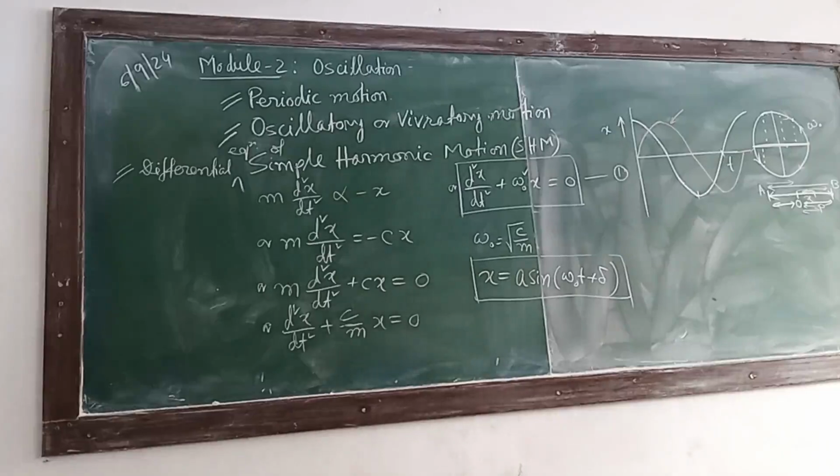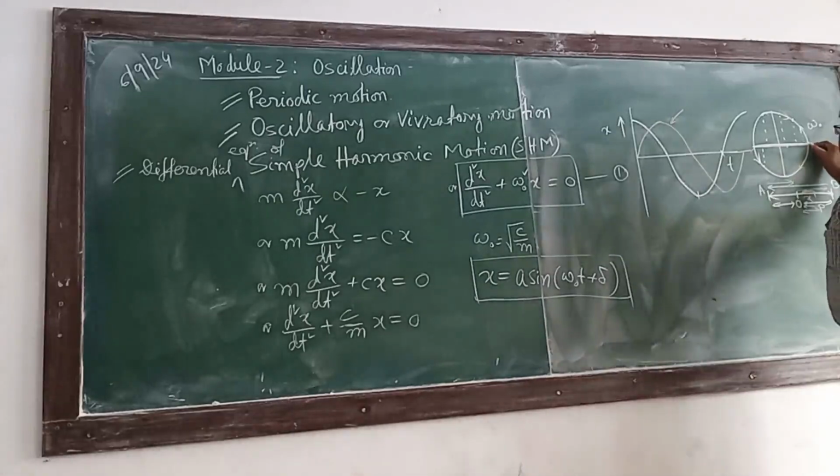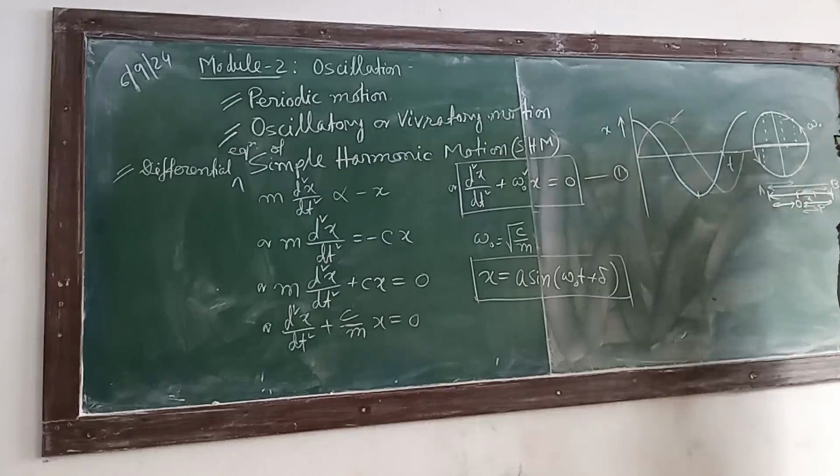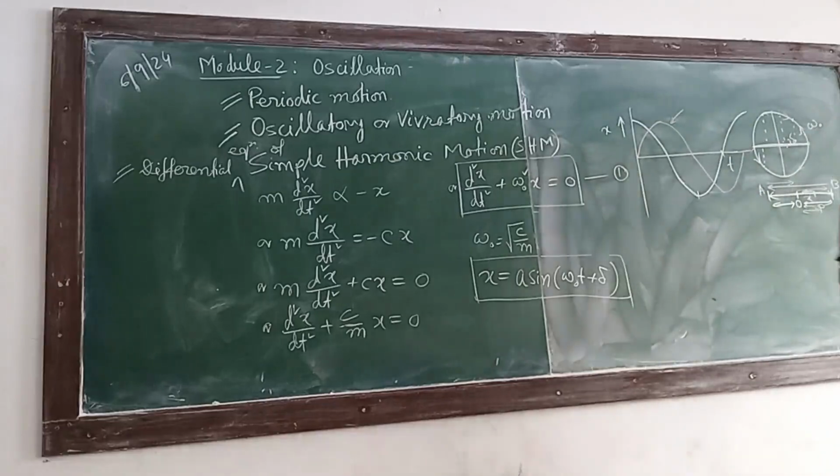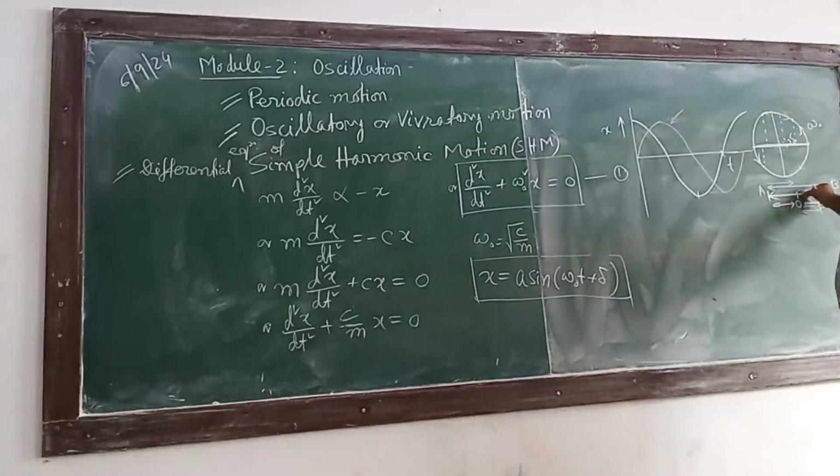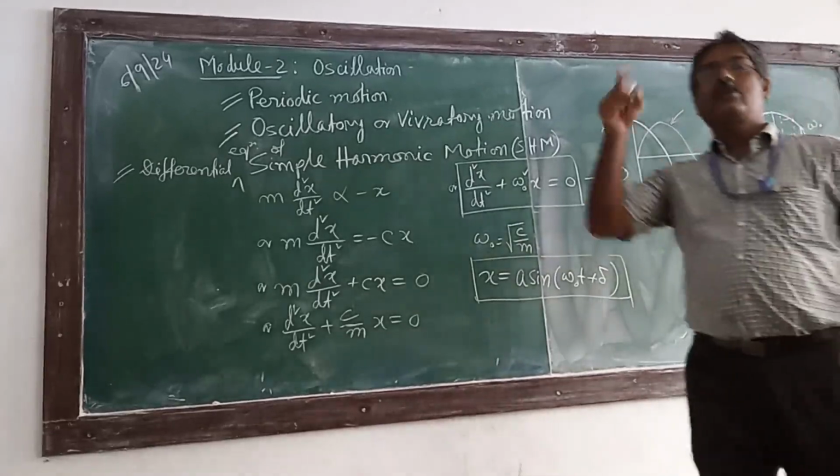What is phase difference? If the particle does not start from here and it starts from here, then this angle is called delta. It is not certain that the particle starts from the mean position. It may start from here. Then that is called delta.